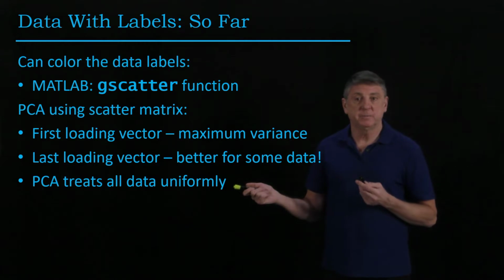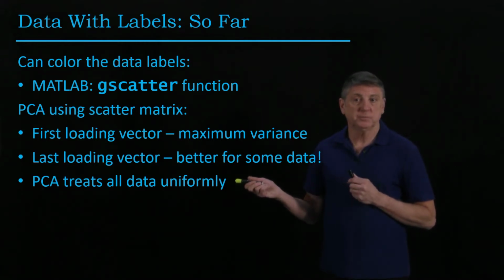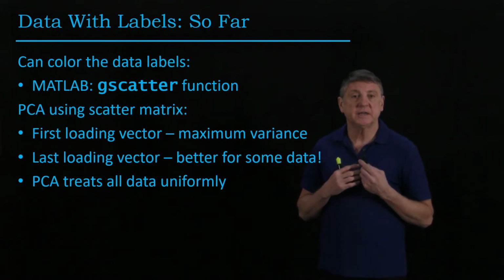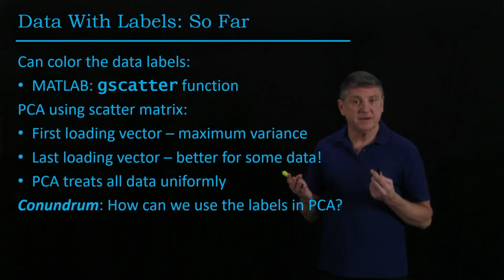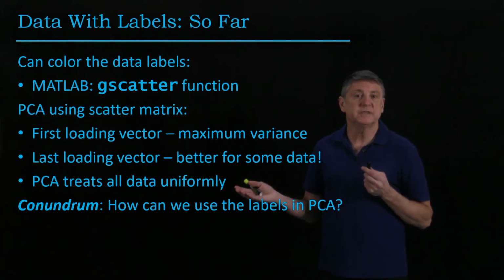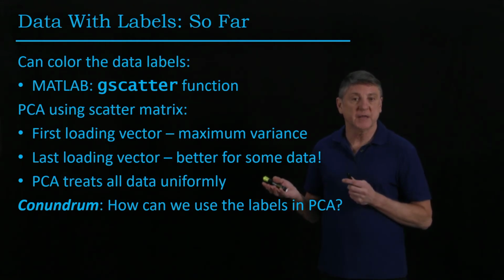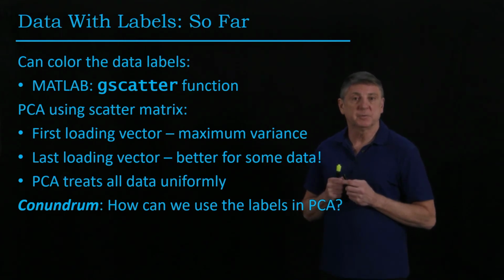One observation we can make is that, for better or worse, PCA is treating all of the data uniformly, and it's not taking into account the labels of the data. So a problem that we have now is how can we use this extra information about the labels of the data in doing principal components analysis?